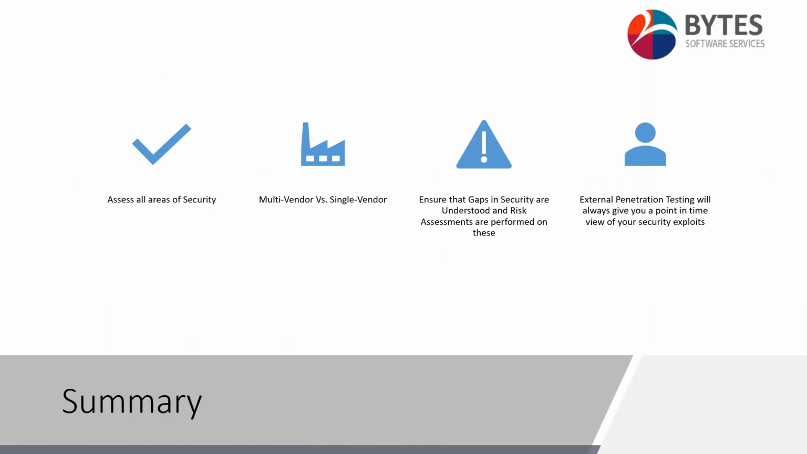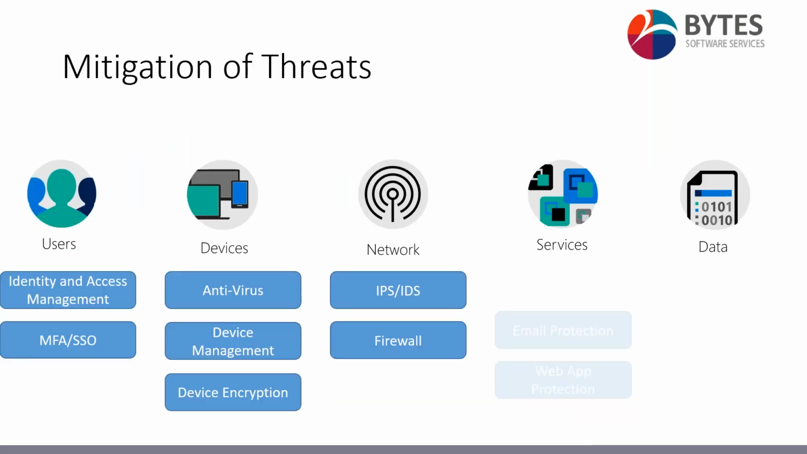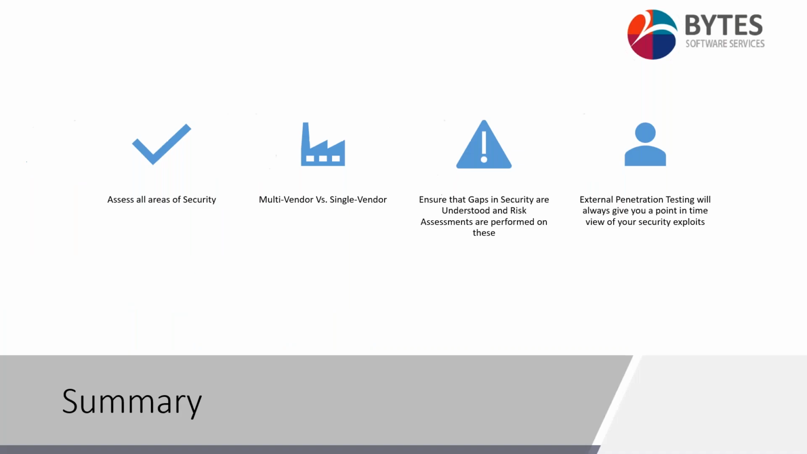To summarize today's session, we definitely want to assess all areas of security. As mentioned in this slide, there are different areas, so we definitely want to consider them. We also want to look at multi-vendor versus single vendor. There is, in my experience, no such thing as a silver bullet. Every single company is going to use Microsoft, but I've never seen one company that just uses Microsoft, especially for security. So we always want to do a layered approach, or at least consider our options, right?